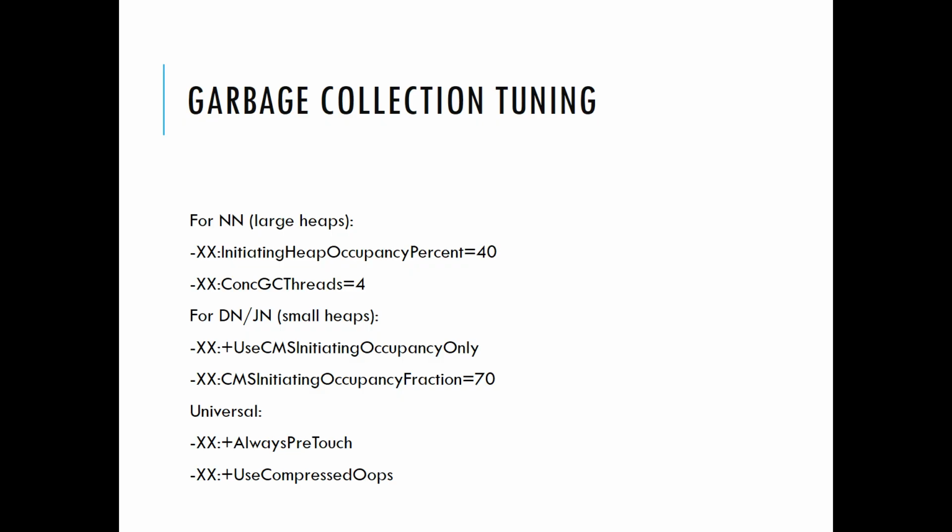Garbage collection tuning varies based on the daemon's heap size. For the NameNode, which typically uses large heaps, configure the garbage collector with -XX:InitiatingHeapOccupancyPercent=40 and -XX:ConcGCThreads=4. For the DataNode and JournalNode, which use smaller heaps, activate CMS-specific flags like -XX:+UseCMSInitiatingOccupancyOnly and set the initiation threshold using -XX:CMSInitiatingOccupancyFraction=70. Universal settings include -XX:+AlwaysPreTouch to pre-touch memory pages and -XX:+UseCompressedOops to optimize object pointers in 64-bit JVMs.